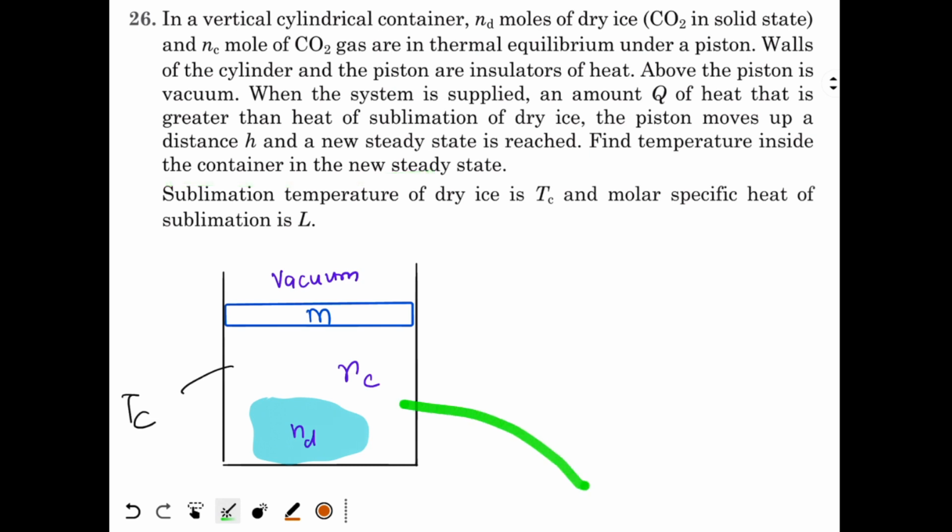So the question says that we are supplying some amount Q of heat to the system. The piston will rise, volume is changing. So we have to find the final temperature. So for that, let's look at the initial conditions.